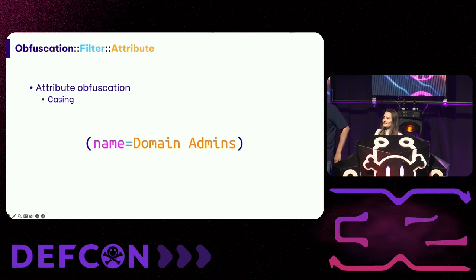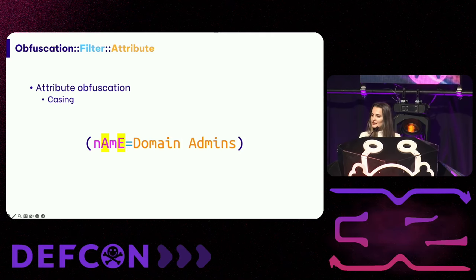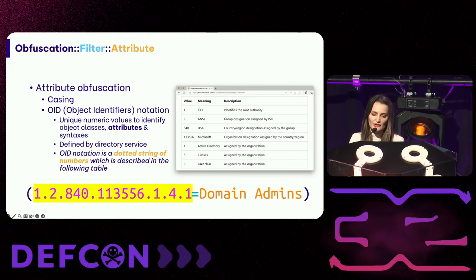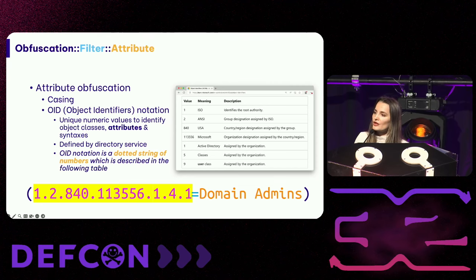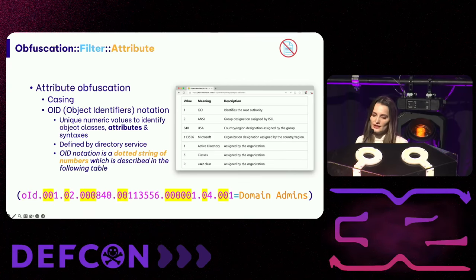So let's see what we can do to obfuscate the attribute. We can actually do casing. It is case insensitive, so we can play with it. We can use OID, object identifier. Microsoft defines it as a dotted string of numbers, which is quite true, because you can also add this OID prefix at the beginning of it, and it's still going to work, which is also case insensitive. Another thing that is really fascinating and undocumented is that we can add prefixes of zeros to each octet on this part, and it executes just fine. It will also show just like this on client-side logs.